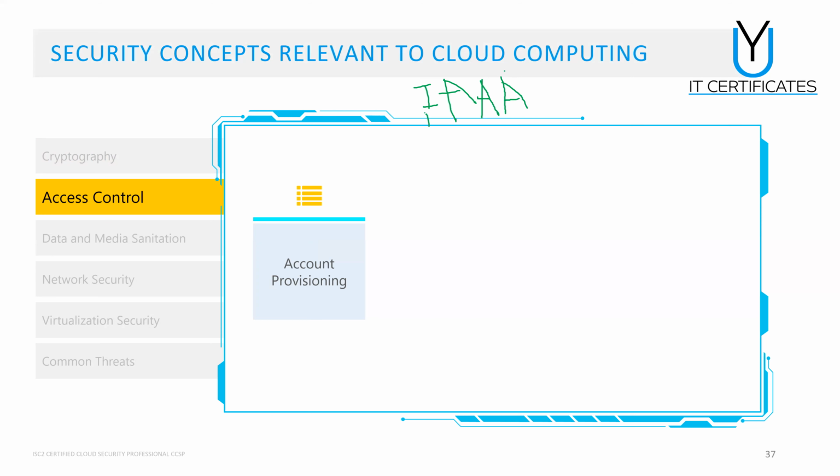Identification means: who are you? Authentication means to authenticate or prove your identity. If you are saying I am Osama, prove that you are Osama. Then authorization: what you are allowed to do. Accounting: what did you do on the network? What are the services or applications or data which you access over the network?